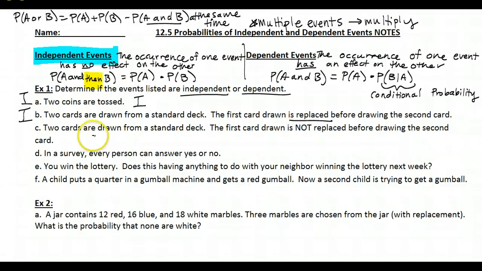Now for part C, two cards are drawn from a standard deck. The first card is not replaced before drawing the second card. Those are dependent because now the second probability will change based off of what happened with the first probability. And by the way, when it is replaced, it's called with replacement. Sometimes you see it that way, and if it's not replaced, it's called without replacement.